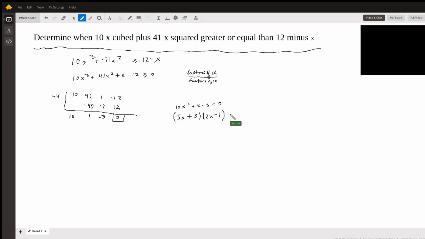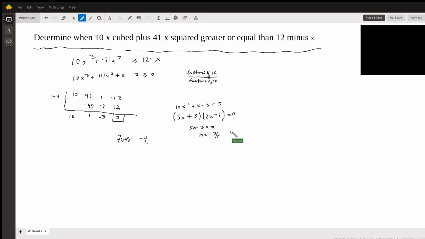If you FOIL that out, you're going to get 10x squared, a 6x from the inners and then -5x. So that works. All right, so our zeros are at -4, and each one of these. So 5x minus 3 is equal to 0, so x is equal to 3/5.